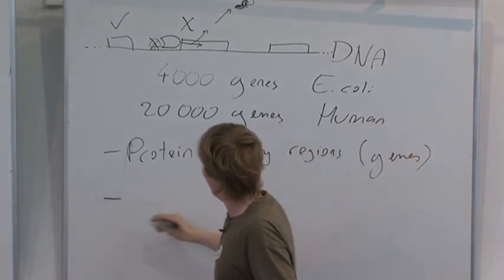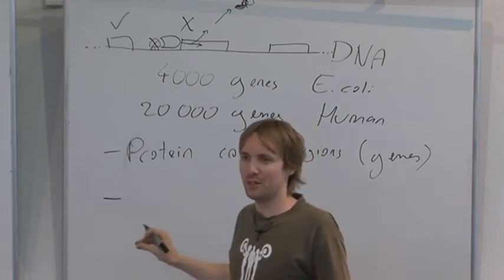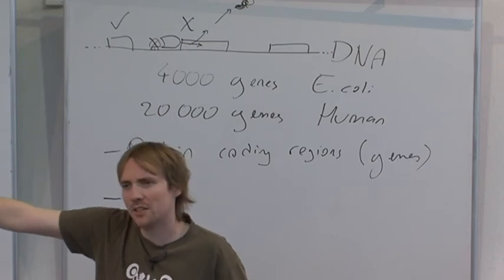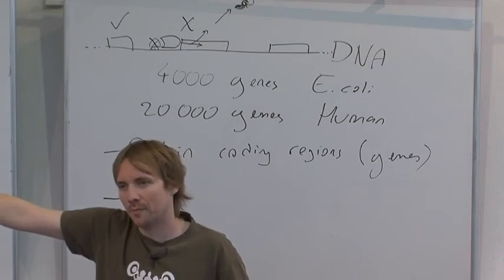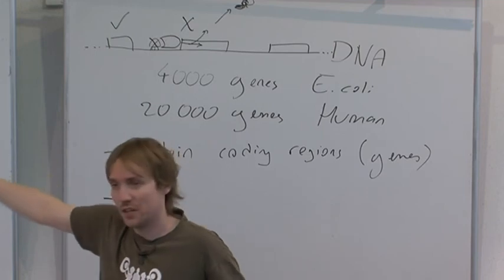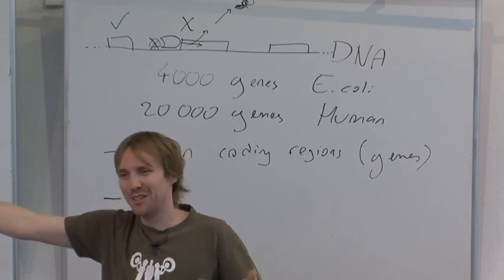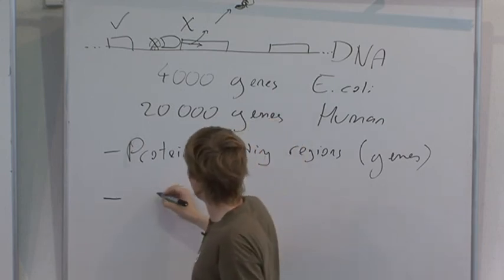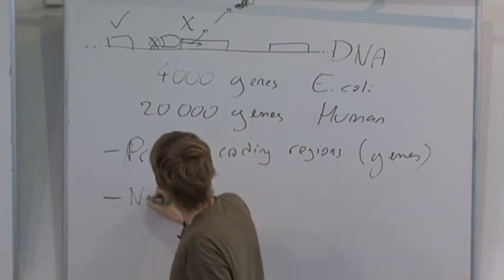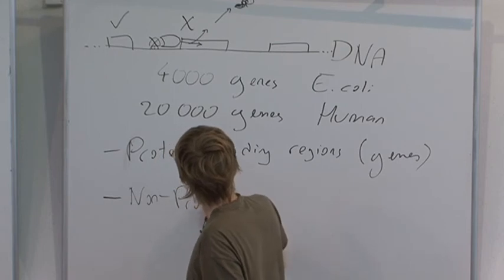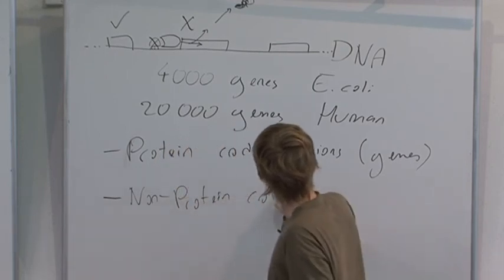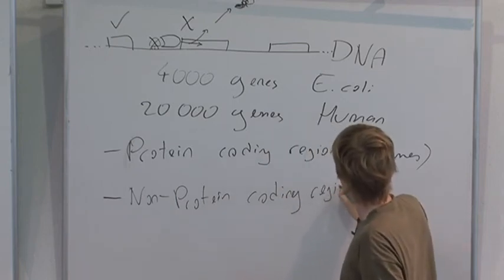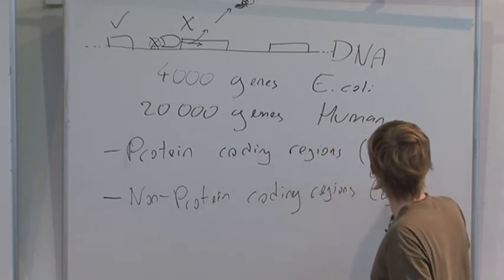But it also has some regions that don't make proteins. So for instance, we mentioned ribosomes and tRNAs that you need to do translation. These are actually not proteins, this is RNA. So you have some regions that don't make protein, right? Non-protein coding regions. And these are also genes.